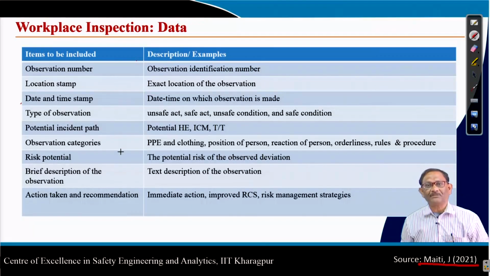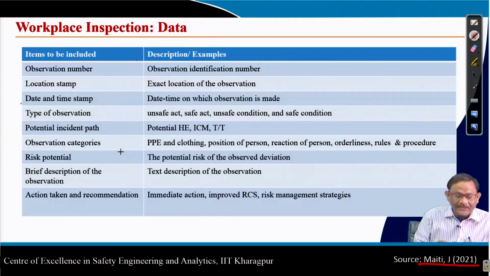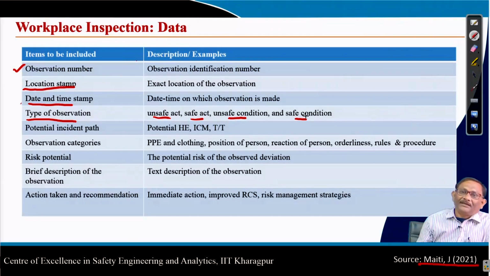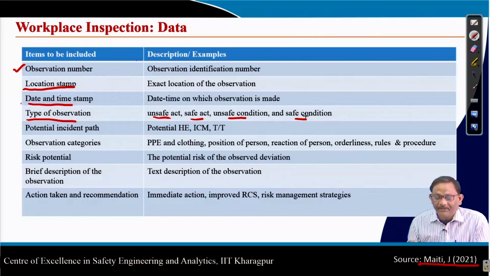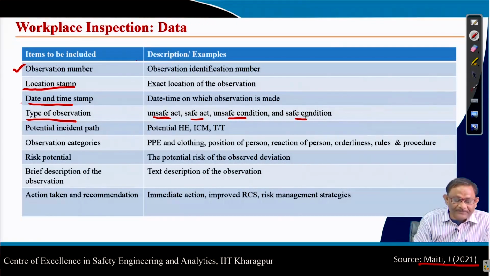Before any incident has taken place, you want to see that the workplace is safe. So what are the observations? The observation number, where means location, when, date and time, then what kind of observation, is it an unsafe act, safe act, unsafe condition, safe condition, and many others. There may also be some kind of behavioral observations required, and some unsafe conditions depend on the machine, what kind of machines or processes are being used there. Those things you have to collect.